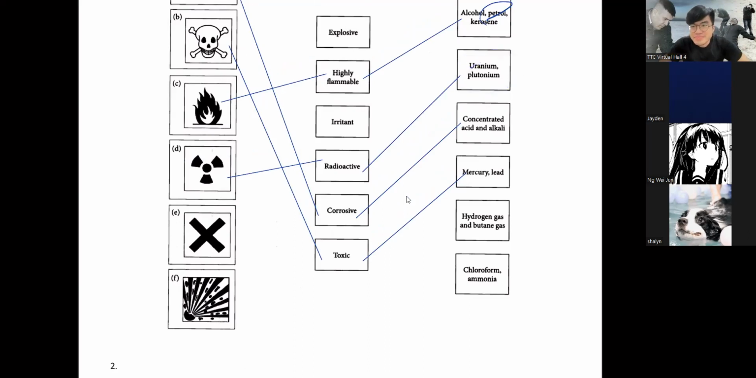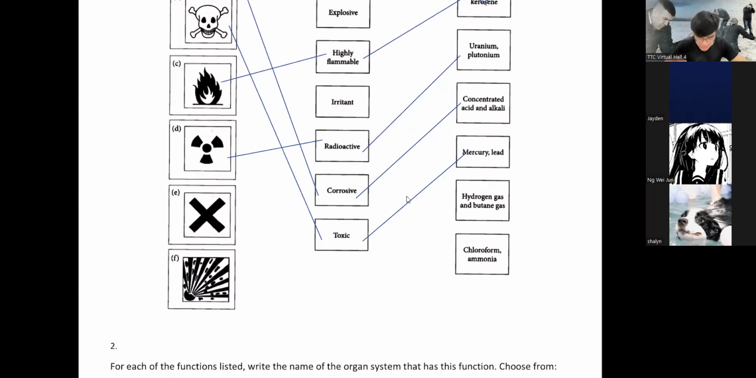And plutonium. Uranium is used in your power station. We don't have this in Malaysia, but like Japan, they have this. They have uranium and plutonium. We don't have this. So next, what is a cross here?